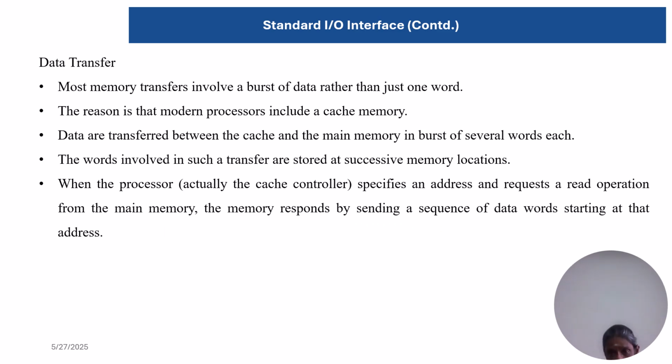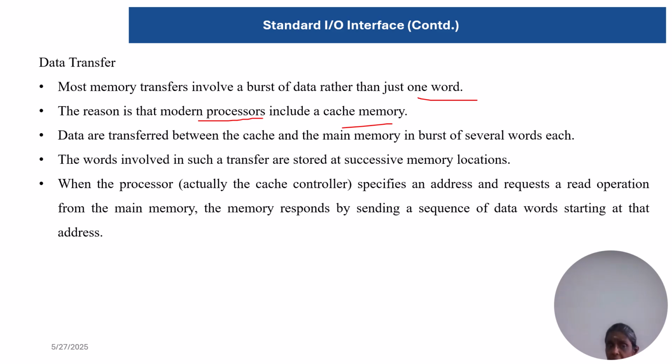And then, how does the data transfer occur? Most memory transfers involve a burst of data rather than just one word, not bit by bit or word by word. A block of data is transferred to increase the speed of the operation. The reason is that modern processors include cache memory. Increasing speed means cache memory, because it is always fast.